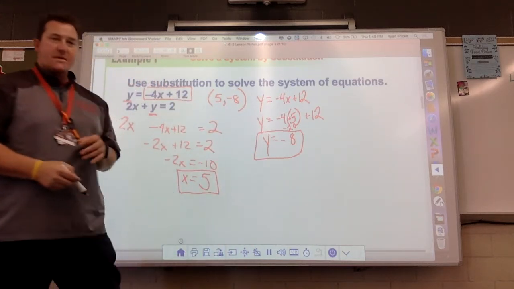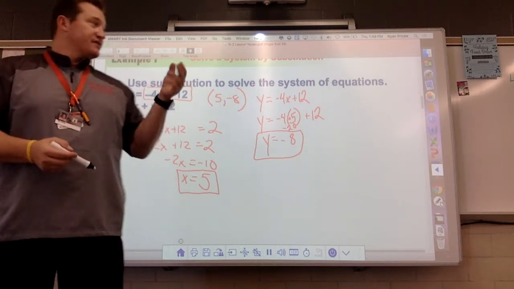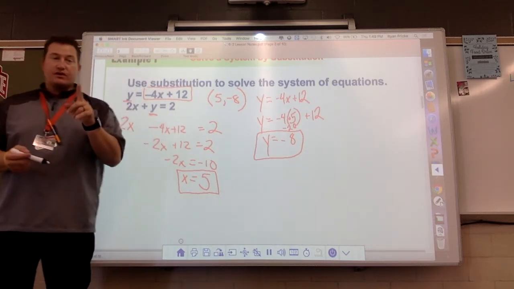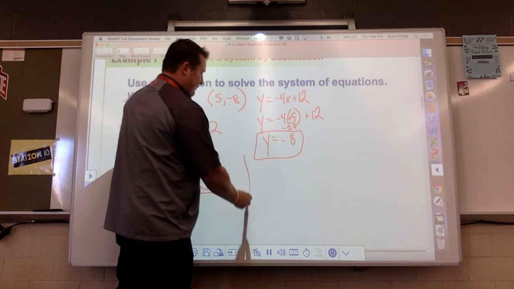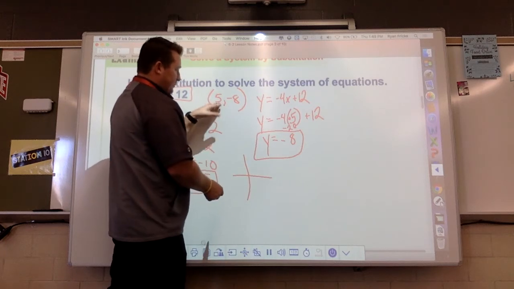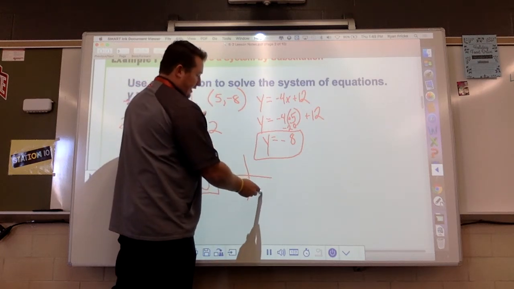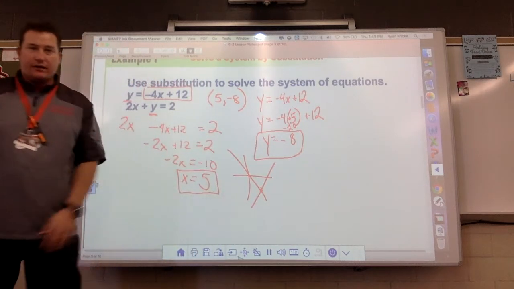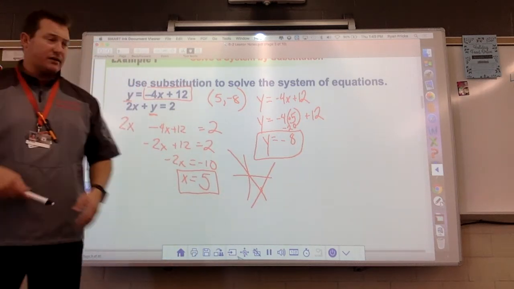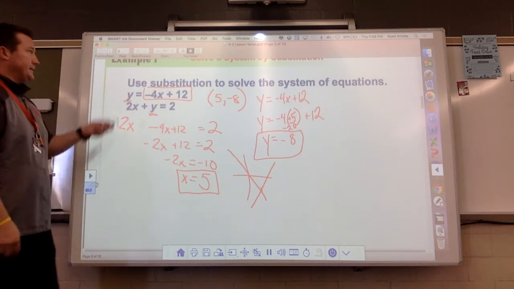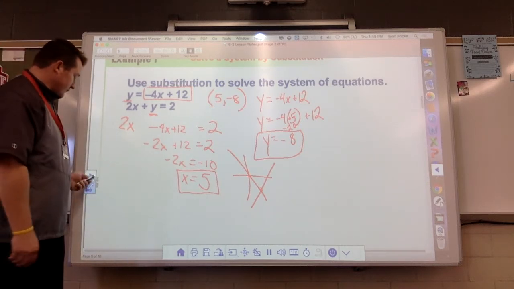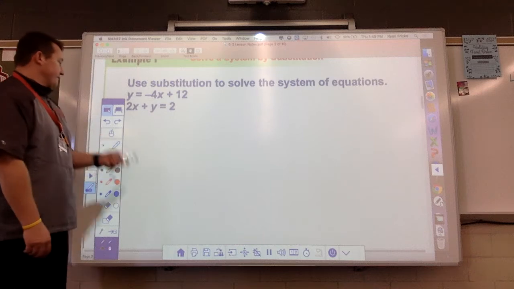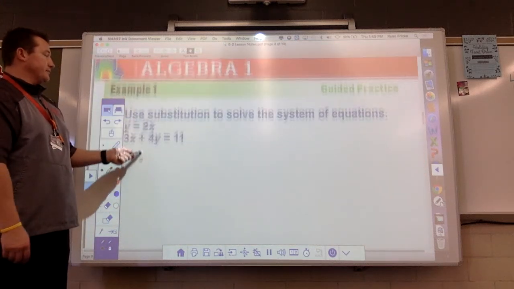Okay? Good to go. Remember, this system had one solution. If we were to look at this on a graph, guys, they're going to meet at the point (5, -8). So they're going to intersect somewhere down here. Maybe you got two lines going like that. I don't know, I just made that up. But that's what it would look like. Okay? All right. There you go. Don't worry. It'll get less confusing.